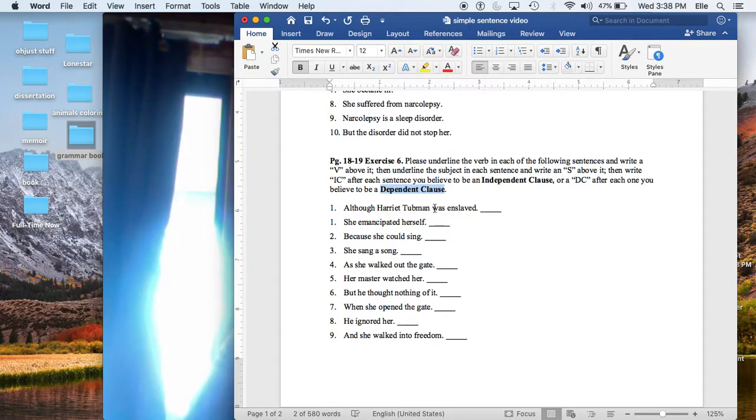Here in number 1, always find the verb first. Was enslaved. Who or what was enslaved? Harriet Tubman is the subject. So we know we're looking at a clause, but it begins with although, which you can hear, subordinates the clause into a dependent clause. So although Harriet Tubman was enslaved, what? We don't know. That's a dependent clause.